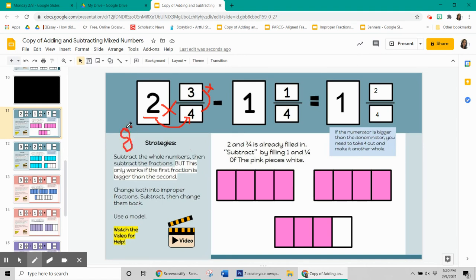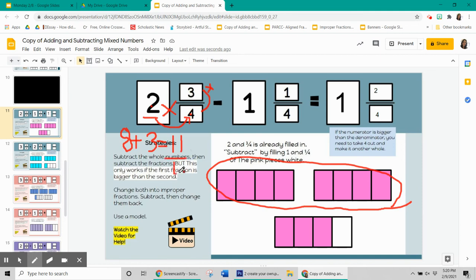And then if you have anything else to add, so that just got us these 2 here. Well, we can see that we have 3 more pieces as well. So then you just add 3. So that's why it's 2 times 4 plus 3. 8 plus 3 is 11. So this improper fraction is 11/4.